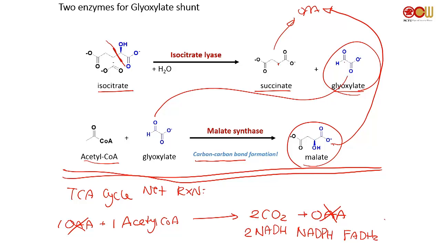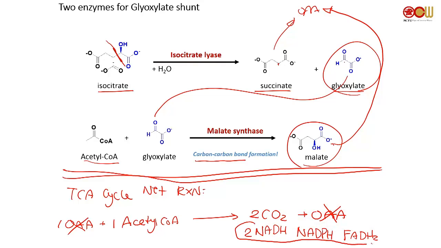Isocitrate dehydrogenase generates NADPH, whereas alpha-KG dehydrogenase produces NADH, and malate dehydrogenase also produces NADH. But generally speaking, it depends on the organism. Some organisms have an NADP-dependent malate dehydrogenase and will actually produce NADPH. But that's just the details. So this is the net reaction of the TCA cycle.